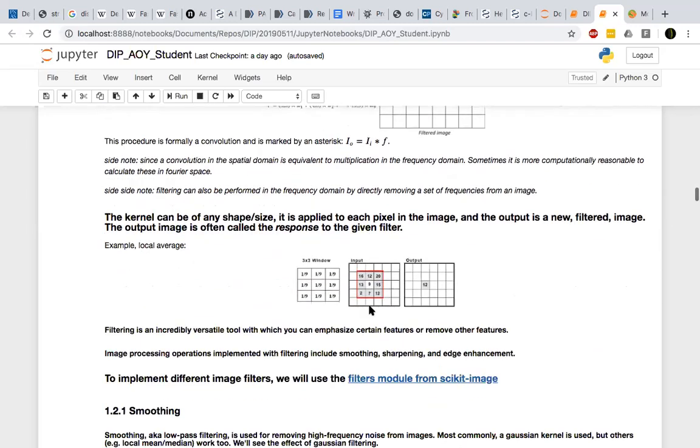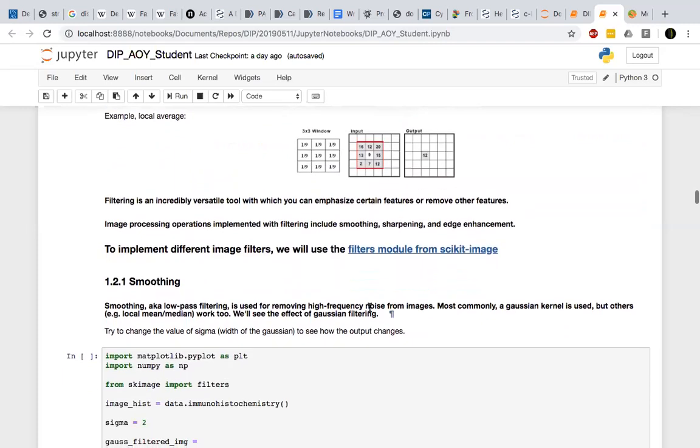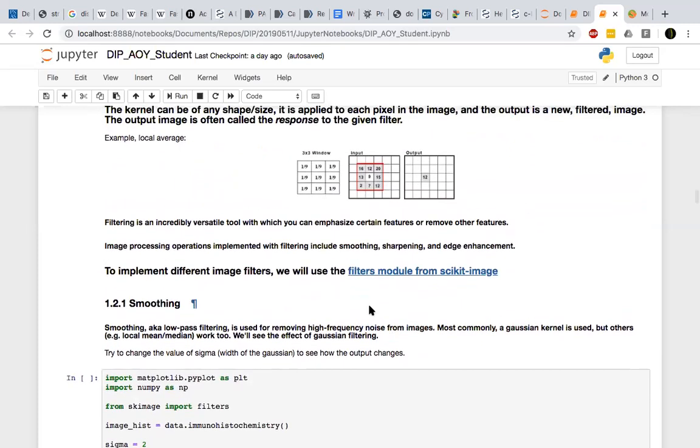So this is the idea of filtering. I know this is a little subtle, so please, if you have any questions, ask them now or as we get into implementing things. Now, filters are good for many things. They're very versatile.